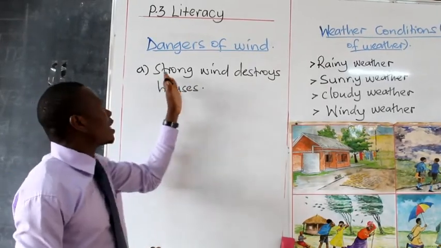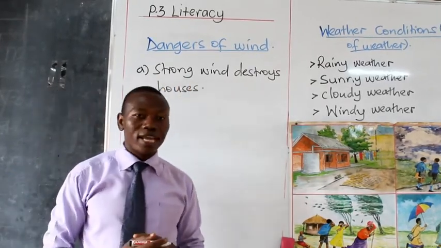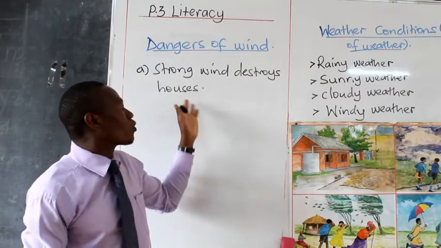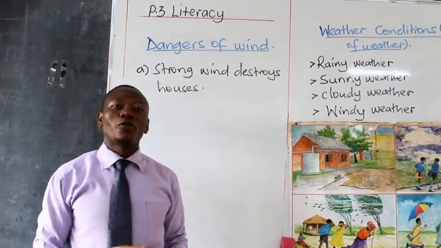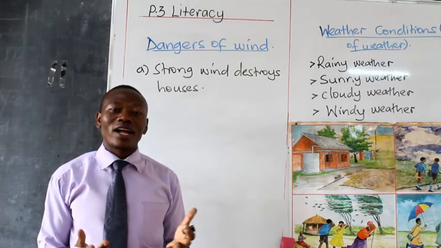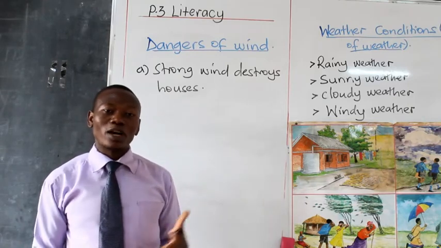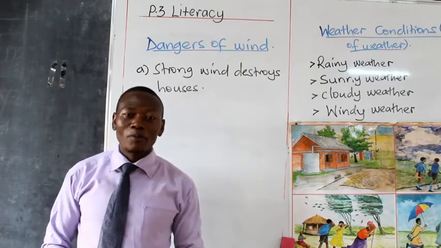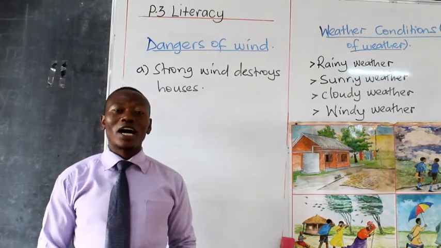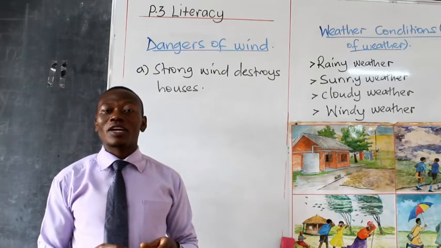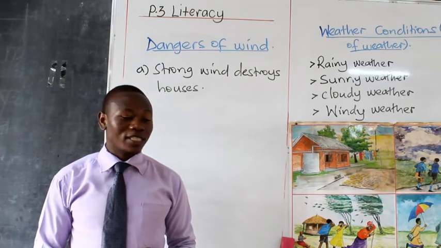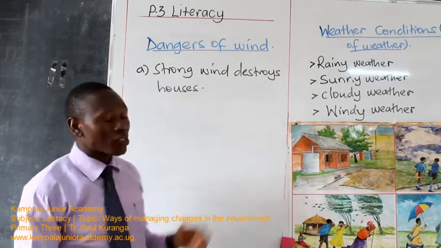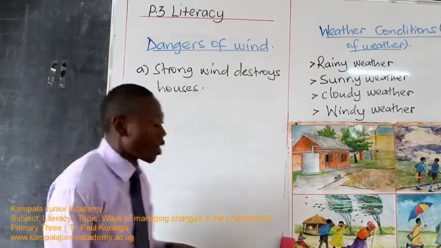So that's the danger of strong wind. When the wind becomes too much, it can blow down or blow off the roofs of houses. For houses which are temporary, or let's talk about tents, or grass-thatched houses, sometimes they face this problem. Even houses roofed with iron sheets are sometimes blown away by a strong wind.